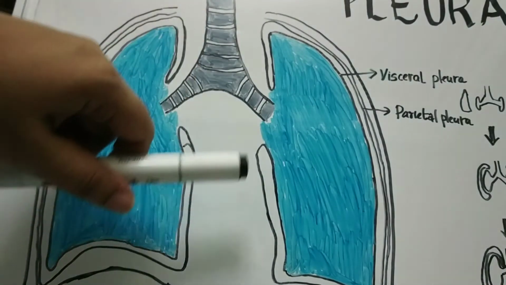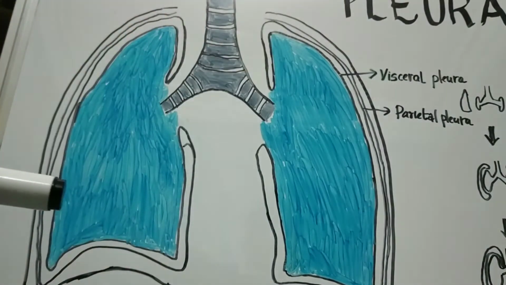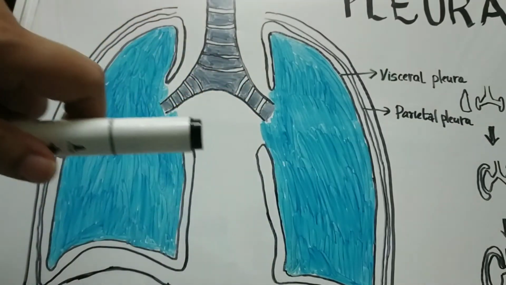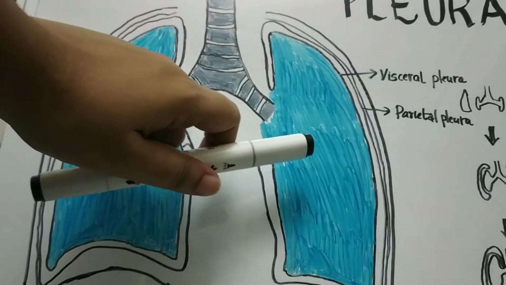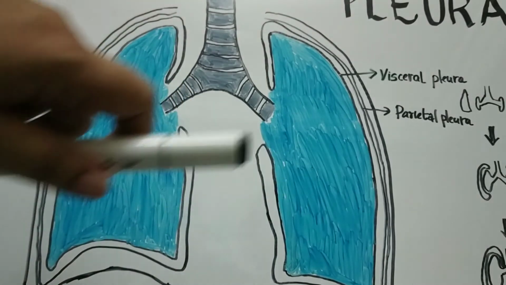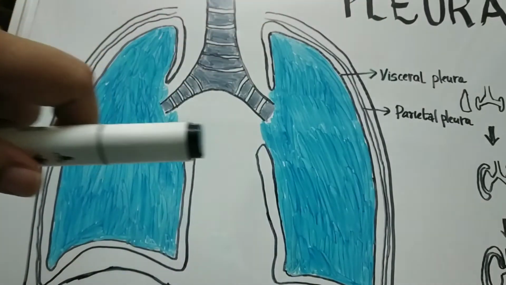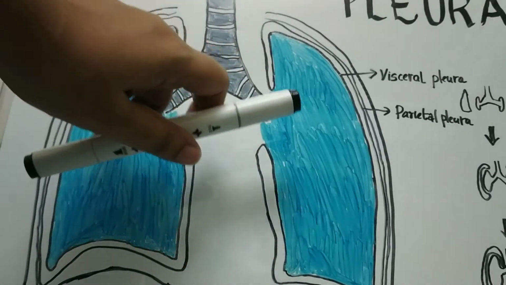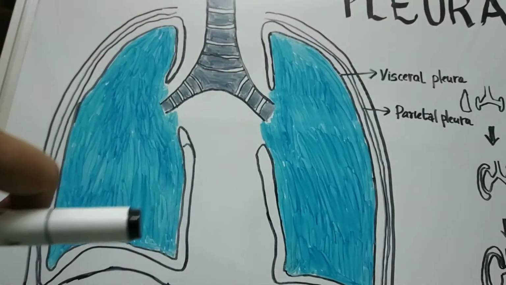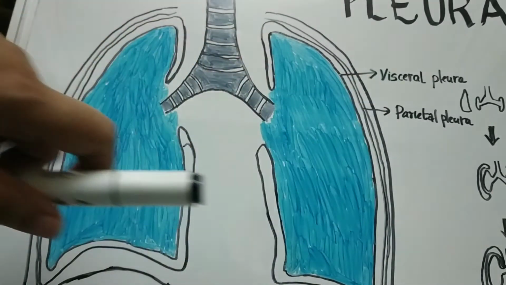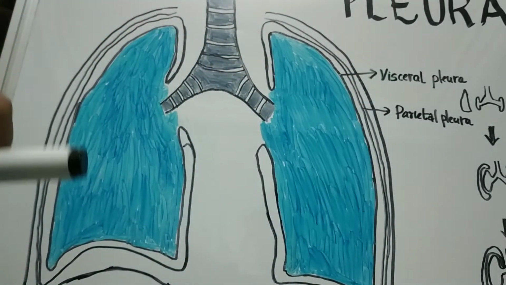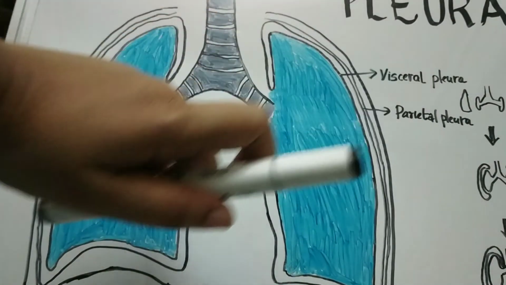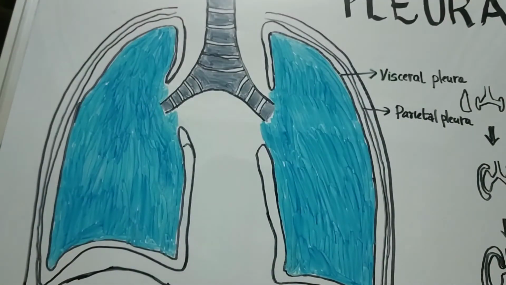Now we will discuss the nerve supply. The visceral pleura is innervated by the visceral efferent nerves through the pulmonary plexus, and it does not feel pain, but it is sensitive to stretch sensations.